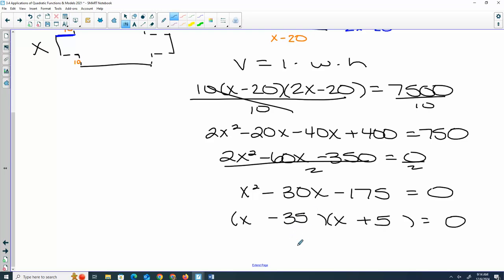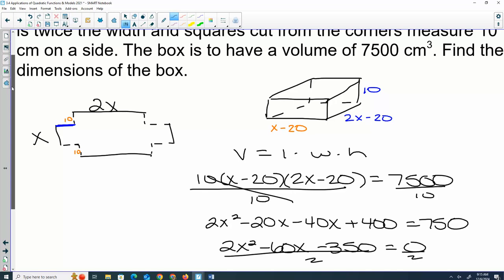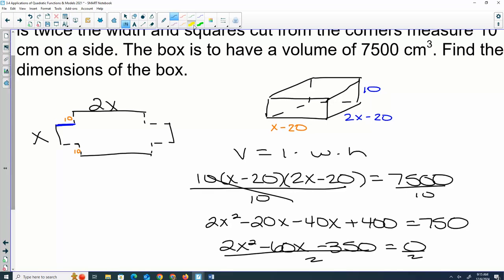We didn't do slip inside, so I don't have to divide anything here. So x is 35, negative 5. Are both answers reasonable? Nope, it's got to be the 35. This time, I asked a different question. I said, find the dimensions of the box.